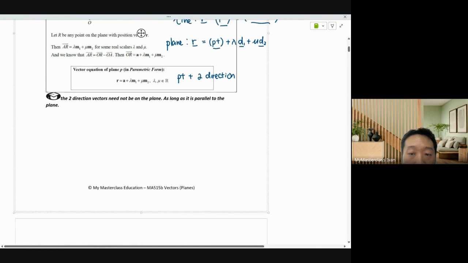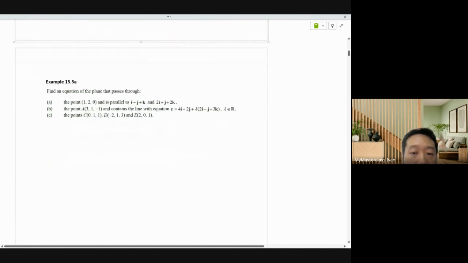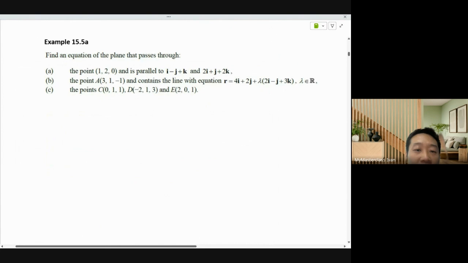Okay, go to the next page. So for example, for A, the plane has a point. Can you see this point is here? It's parallel to this. This one is D1, and then this one is D2. So you have a point and two directions. That's very good for you.